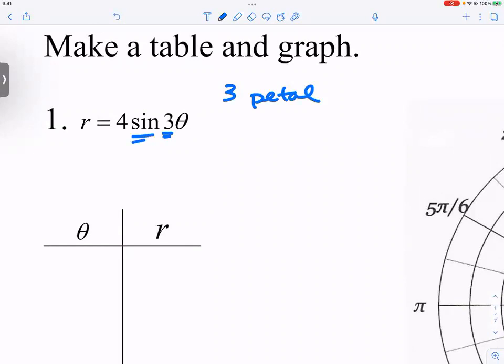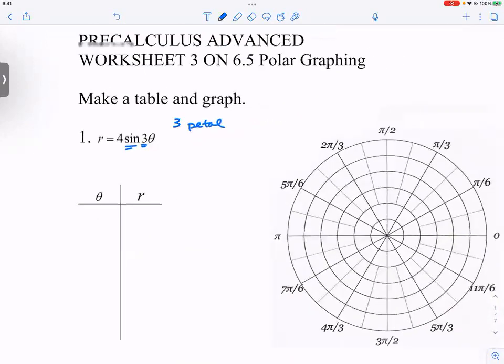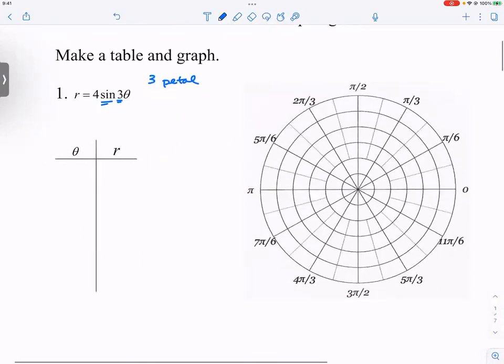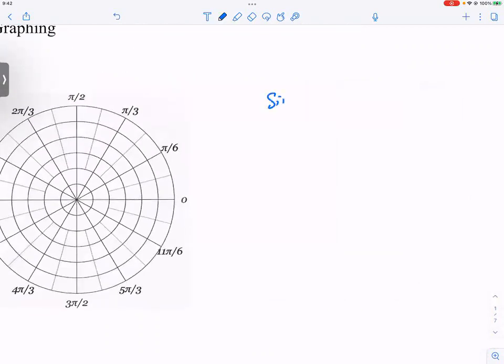And you know it is sine, so one of the petals would be on the y-axis, but which part of the y-axis? Well, we will need to find out. The best way to find out is to analyze when this will give you the maximum r. It will give you the maximum r when sine 3 theta is equal to 1.